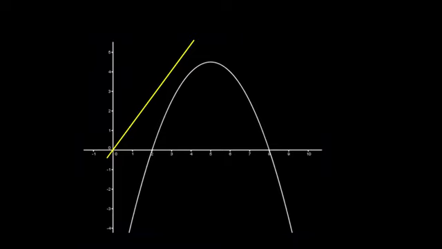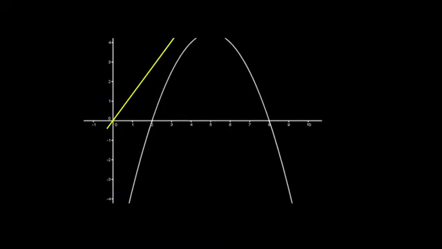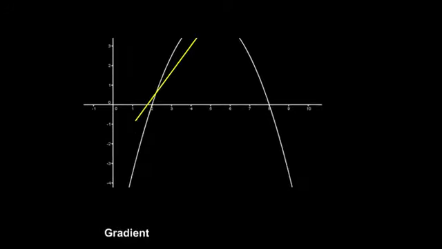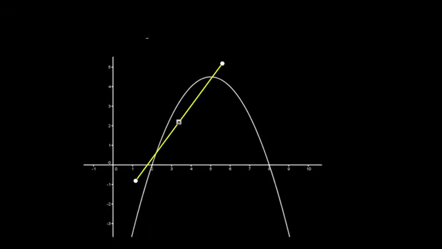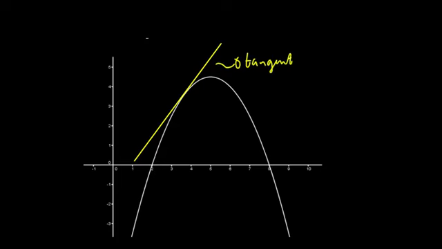But now, when we take this line and we move it a little bit, and it touches just one point on that curve, we call this line a tangent. You've got it in your notes. That will be your tangent.